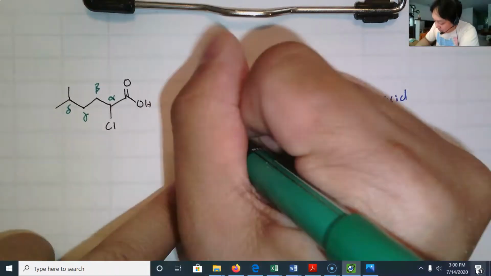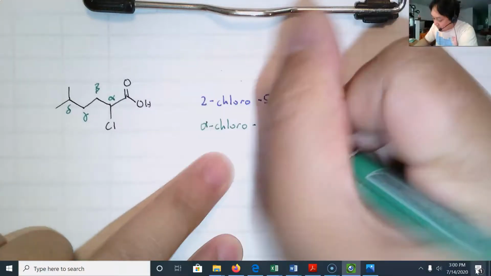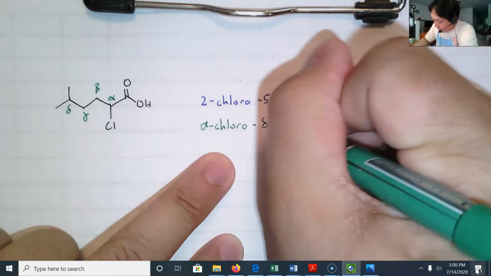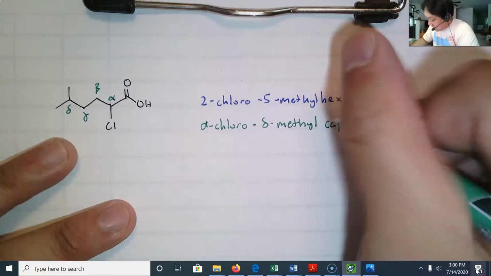Alpha, chloro. You see how this is changing? Delta, methyl. There should not be a space there. No space.